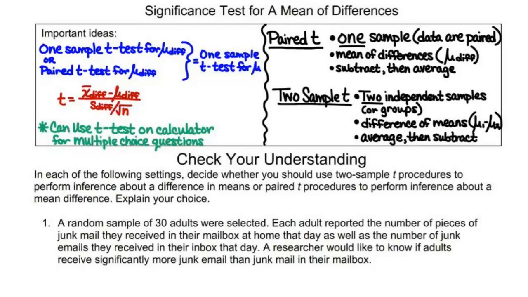If you have to make a dot plot to check for normality, you only want a dot plot of the differences. So after you've done subtraction, you'll only have one graph. You would have one graph. You check one thing for independence, your 10% condition. You only need to check one thing for your randomness.